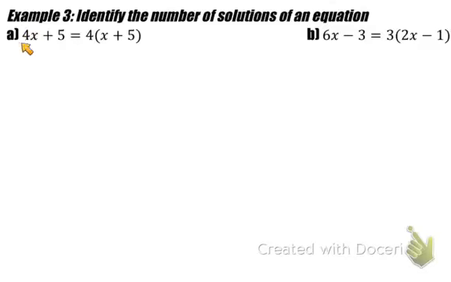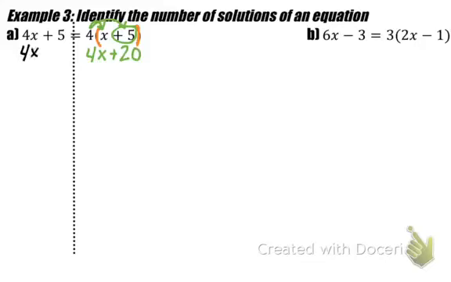So looking at A, we have 4x plus 5 equals 4 times the quantity x plus 5. So we know that if we solve our equation, we first have to simplify the left or the right side of the equal sign. So I'm going to distribute the 4 to the x by multiplying, so 4 times x, plus distribute the 4 to the positive 5. And 4 times positive 5 gives us 20. So 4x plus 5 equals 4x plus 20. So now we have the variable on both sides of the equal sign.